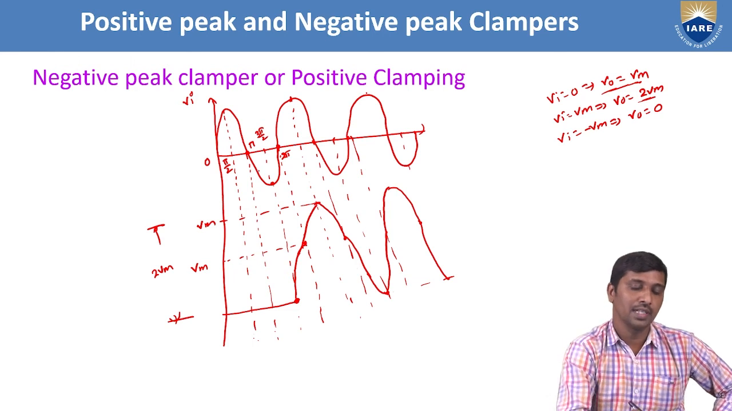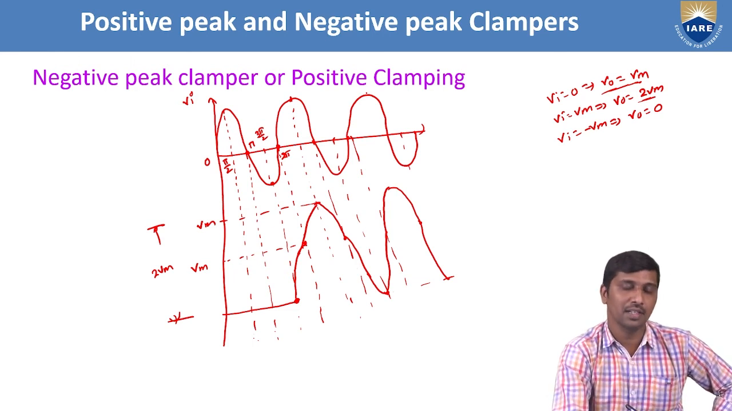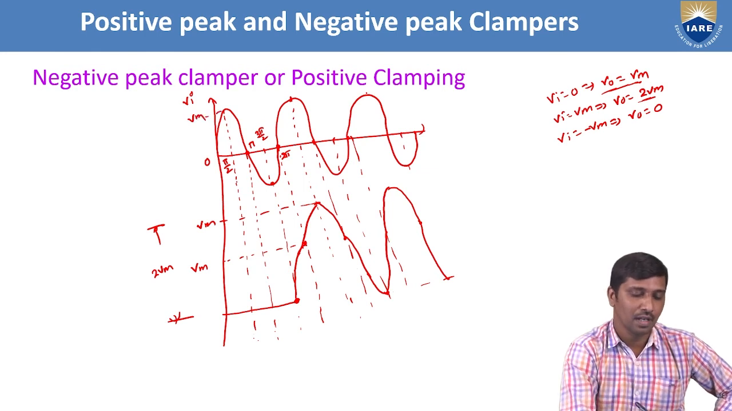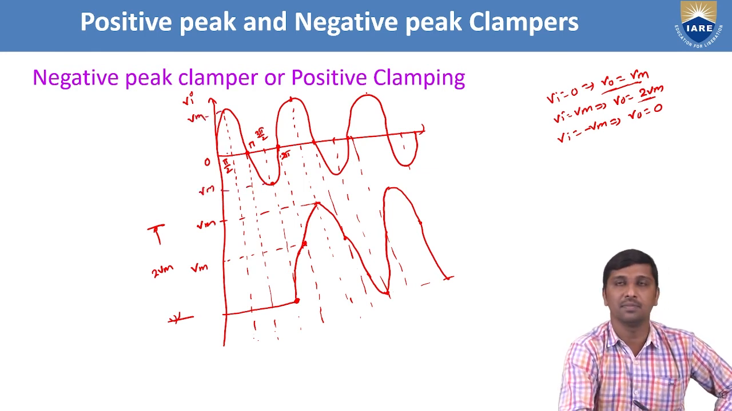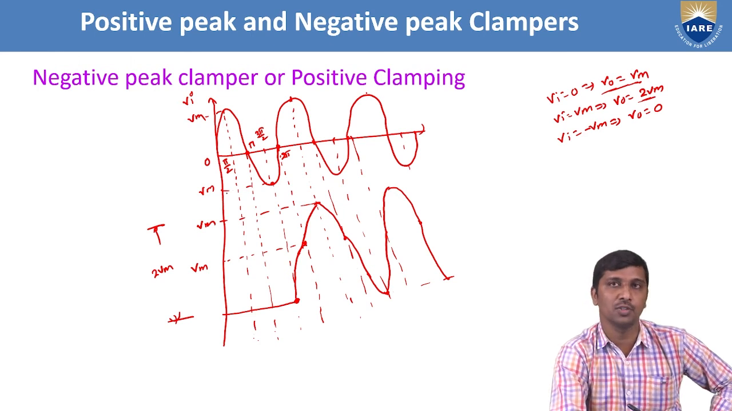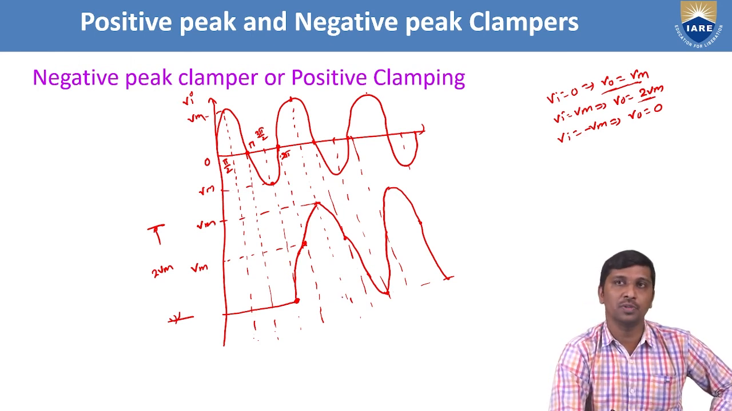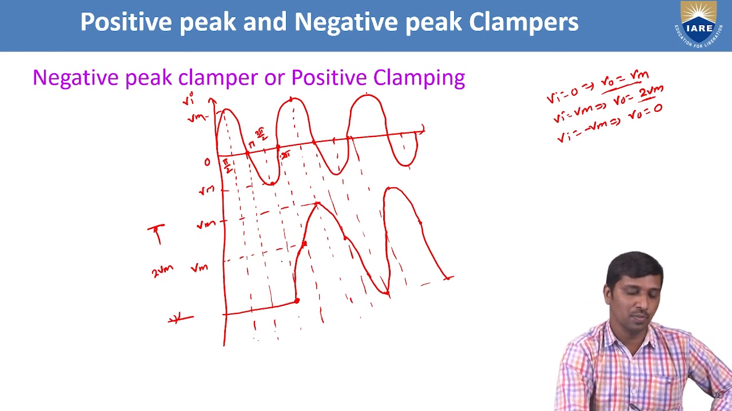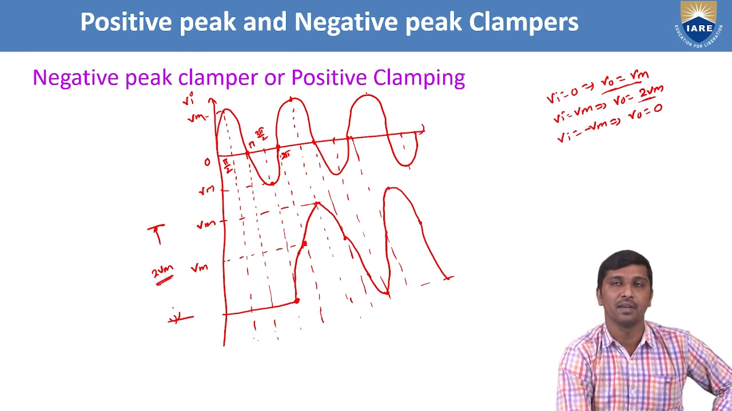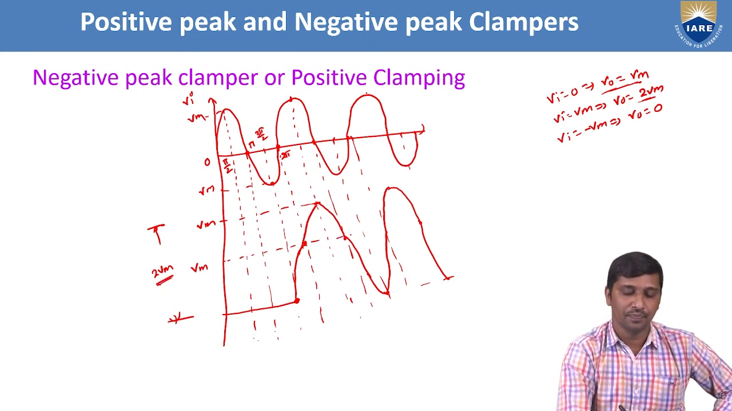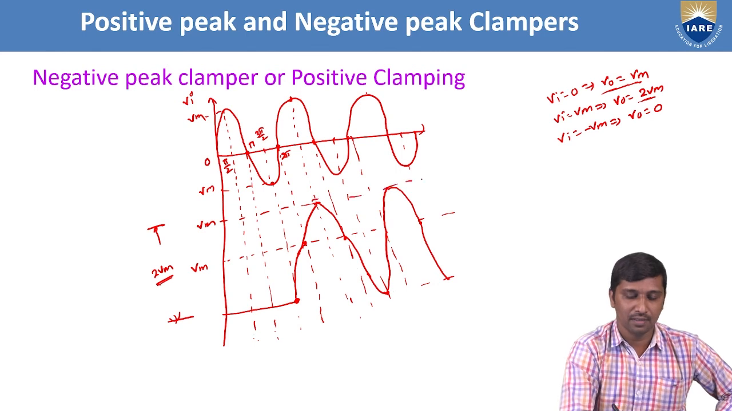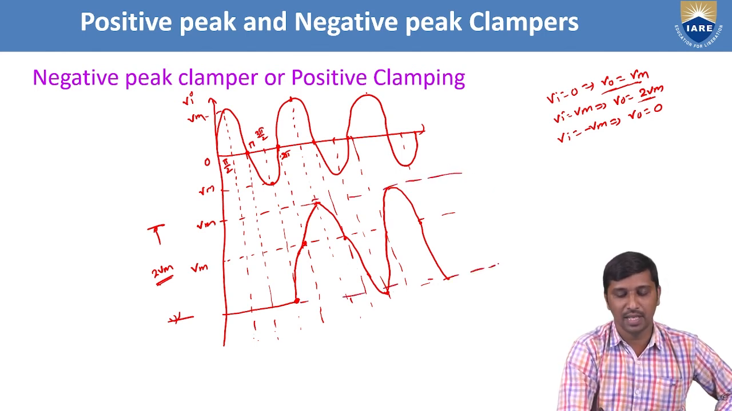You can observe in the input signal, the total peak to peak voltage is 2Vm. Why? Because this is Vm, and this is minus Vm. The total peak to peak voltage is 2Vm. Here also in the output response, the total peak to peak voltage is 2Vm. Now we need to check that. So this is the Vm line, this is the 2Vm line, this is the 0 line.